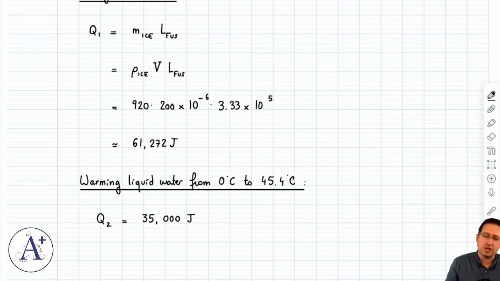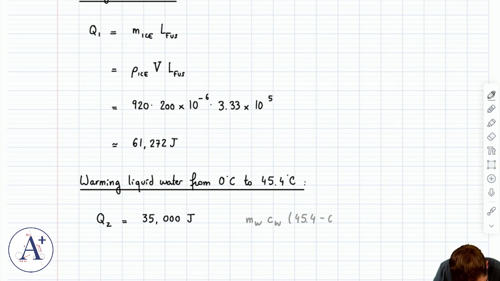I was told that off the bat. I don't have to compute it. I mean, I can. You can compute it if you want. You'd have to say it's mass of water, which, by the way, is the same thing as the mass of ice by conservation of mass, times the specific heat of water, and then 45.4 minus 0 will get you 35,000. Give or take some rounding, but pretty much 35,000 is what you're going to get.